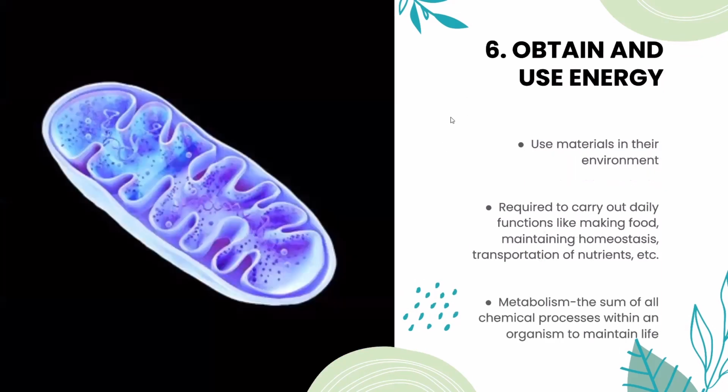Sixth one is obtain and use energy. This is basically when an organism uses materials in its habitat to carry out daily processes like making food, maintaining homeostasis, and transportation of nutrients. Homeostasis is basically keeping a balance inside of your body. So if you're too hot, your body tries to cool you down. Or if you're in freezing temperatures, your body tries to warm you up and reserve heat in your body.